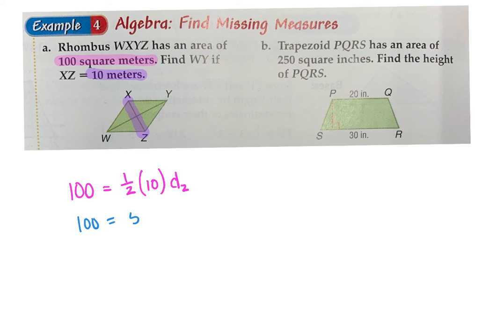Divide 100 by 5, right? And so my second diagonal is going to be what? 20. Specifically 20 meters.